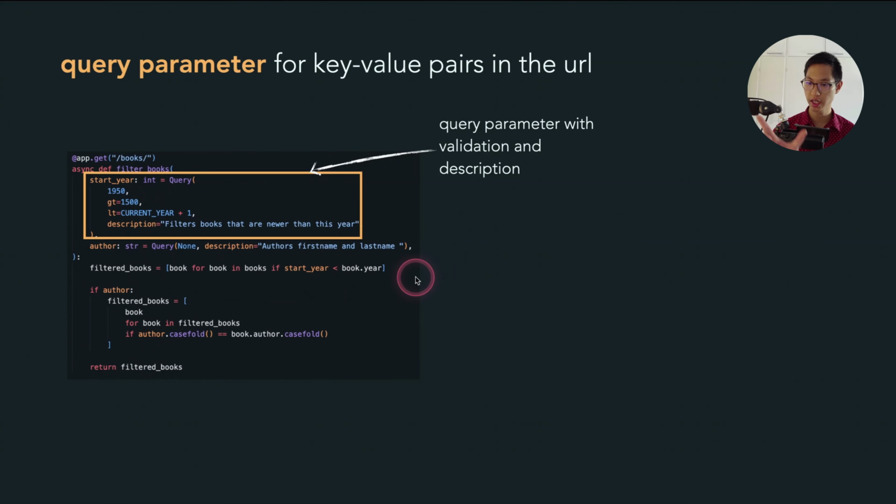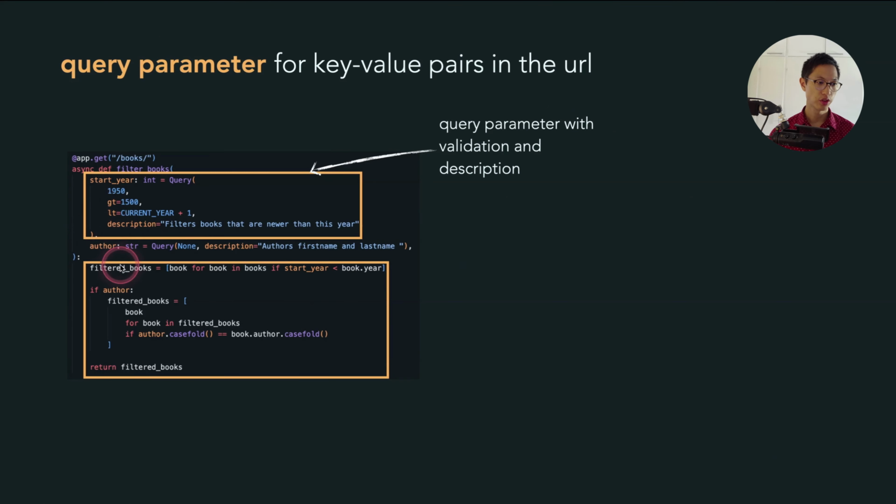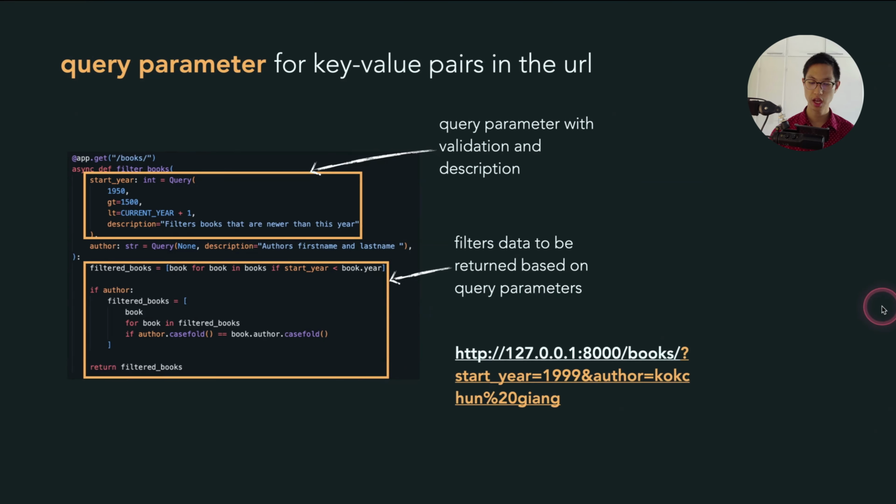This description will end up in your Swagger UI later. I'll show you what Swagger is, the documentation. And you have the author as well. Then this is the code for filtering the books based on these key value pairs that you send in. It filters data to be returned based on query parameters.